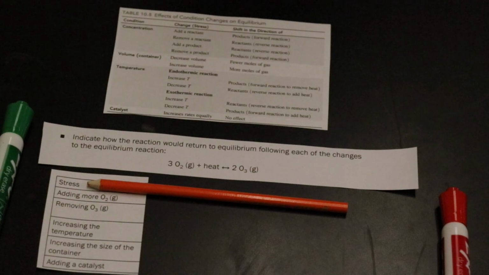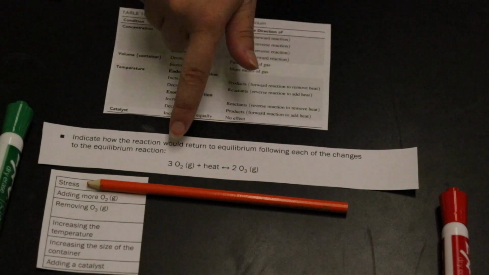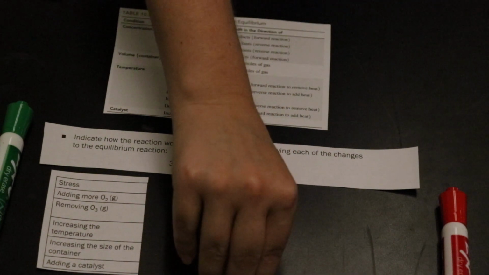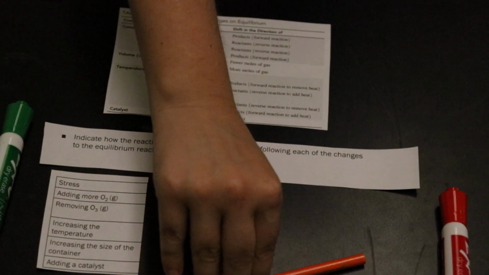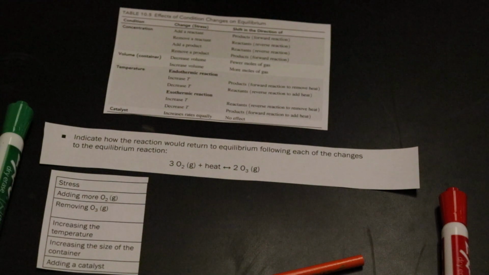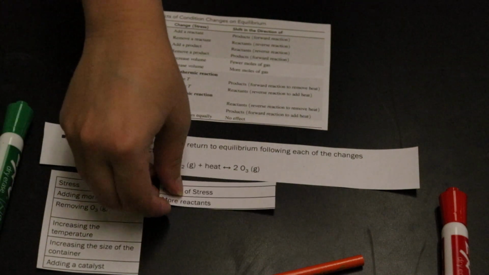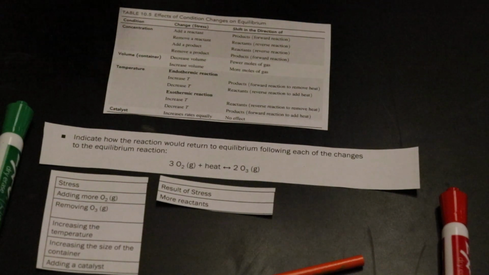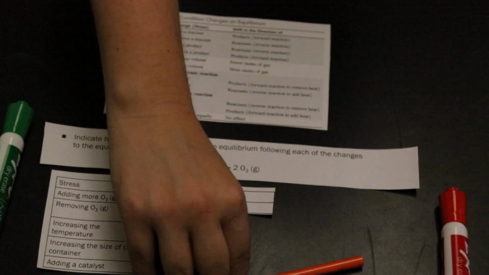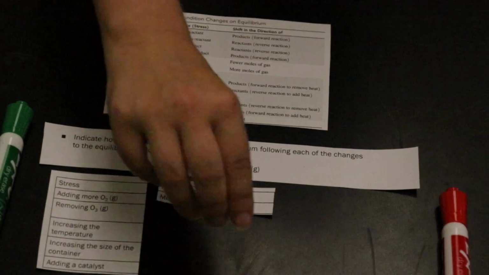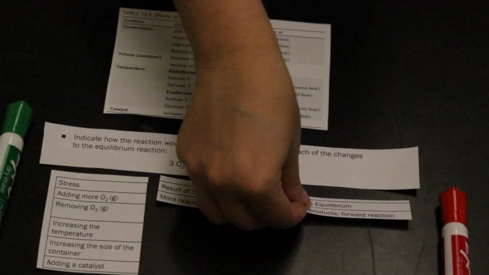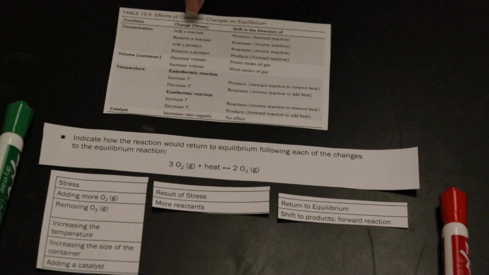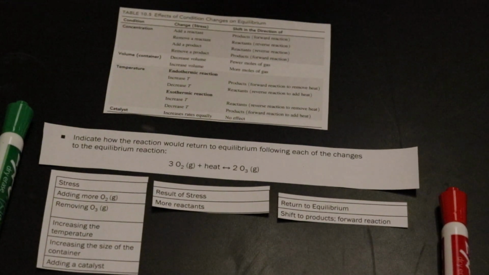So when you add more oxygen, your seesaw or your teeter-totter shifts down, meaning that we make more reactants. To get back to equilibrium, your reaction has to shift in the opposite direction, or it has to shift towards the products or the forward reaction. That's exactly what our table here tells us.